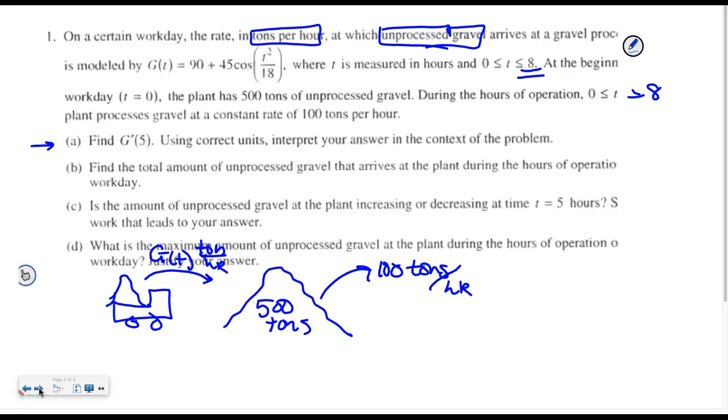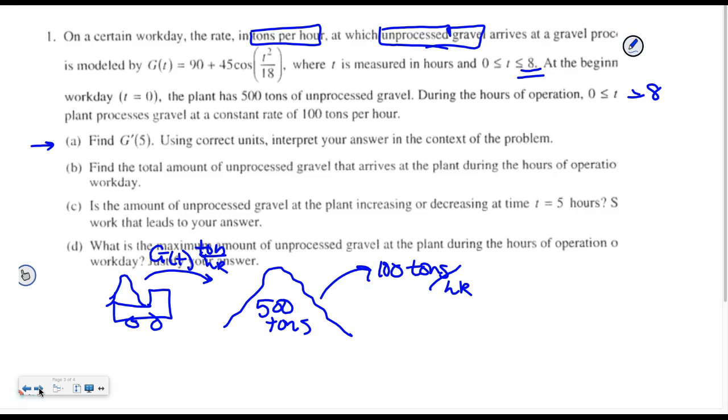So get your brain around the situation, and it becomes way easier. Unlike those f of x, g of x, concavity, inflection, where it's weird, these aren't weird. They're very straightforward. Gravel's coming in, there's stuff there, they're processing it and shipping it out. Do you get what's going on, Dylan?